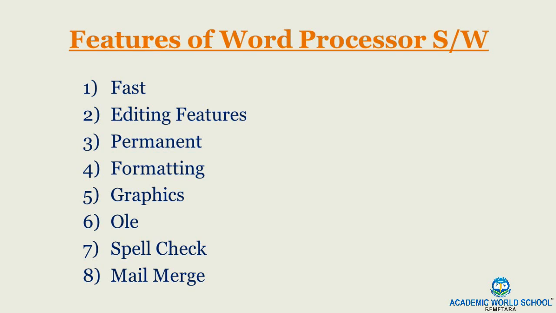So this you can do with the help of a feature called OLE, object linking and embedding. The next one is spell check. Spell check, as the name suggests, whenever you are writing any letter and you are confused about a spelling error or a grammatical error, this word processor provides a feature called spell check. Through this feature, you can check whatever you have written and rectify it also.